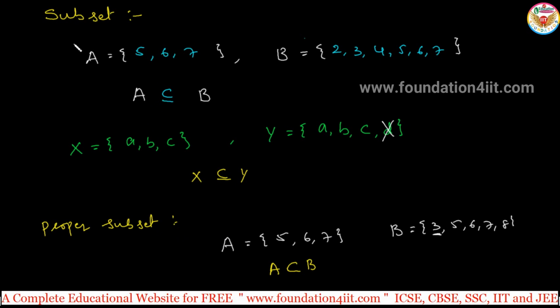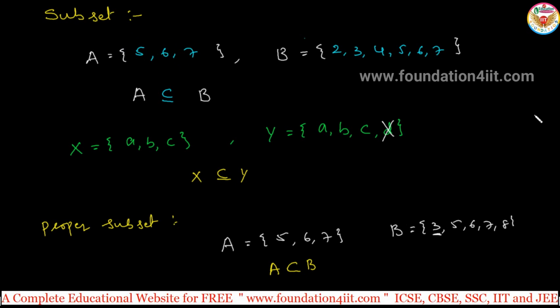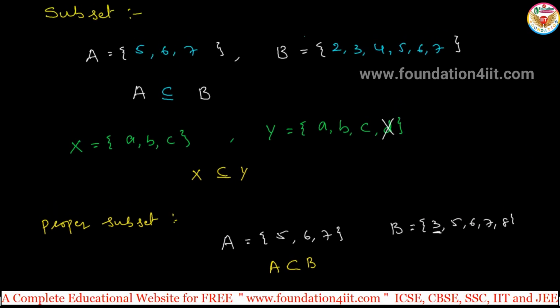So the main difference: every set is a subset of itself, but it's not a proper subset because there should be one extra element. That's why, let us see how to find the subsets from this.